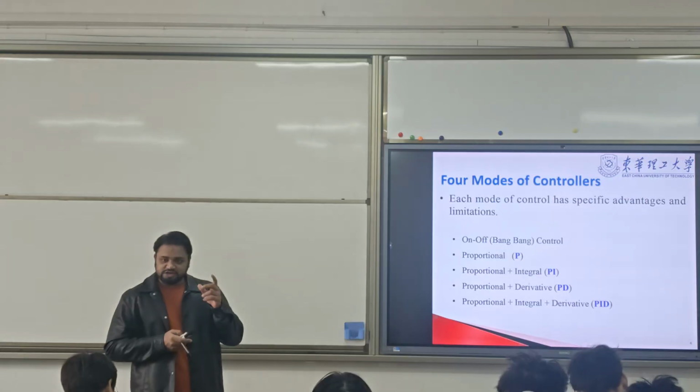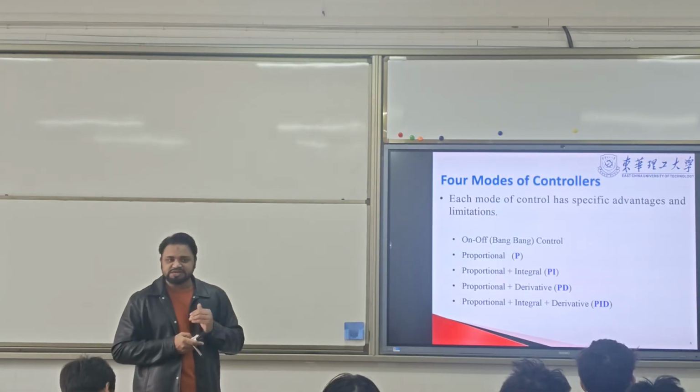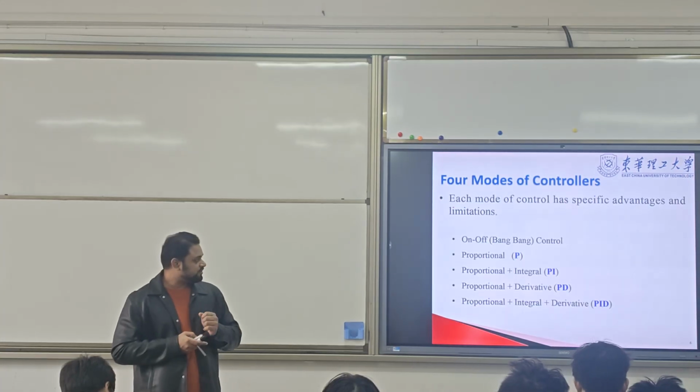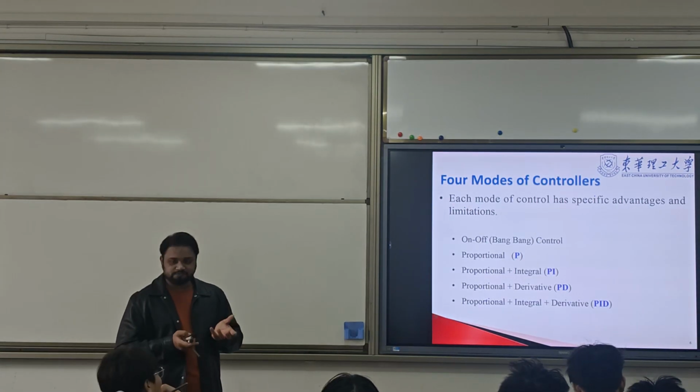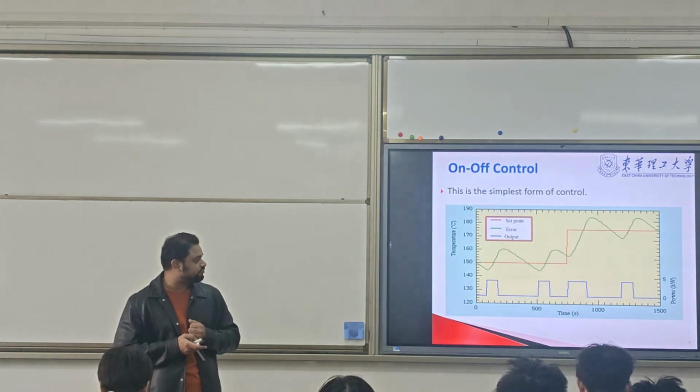So now we will talk about each of the controls, and we will talk about the advantages and limitations of each of these controls. First we will talk about on-off control, then P control, PI control, PD control, PID control. So first one is on-off control.